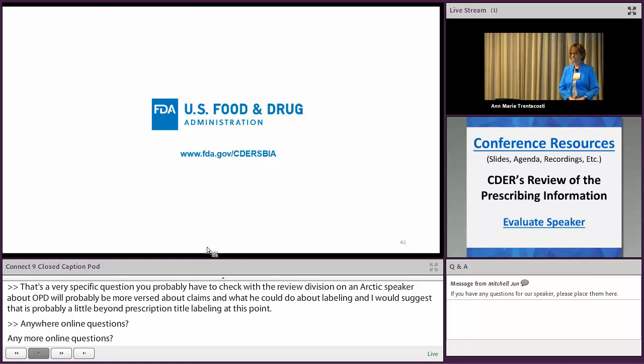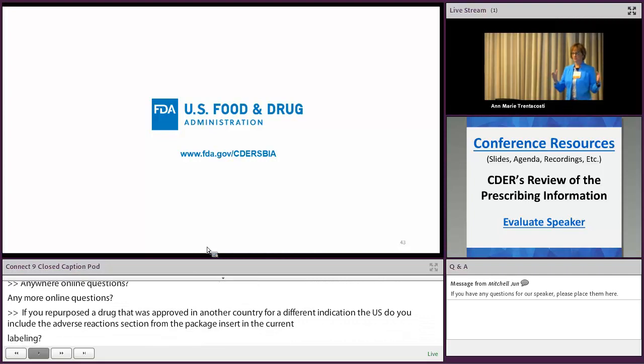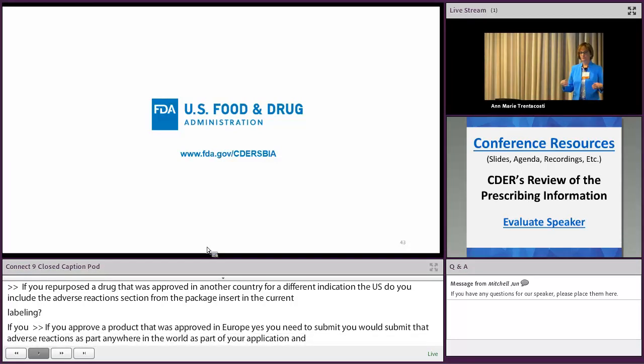If you repurposed a drug that was approved in another country for a different indication in the U.S., do you include the adverse reaction section from the package insert in the current labeling? So if you submit a product that was approved in Europe, yes, you would actually submit those adverse reactions, as that occurred anywhere in the world, as part of your application. And in the labeling, even though it may be a brand new product, a brand new NDA, we would include those adverse reactions in the label. So, yes.